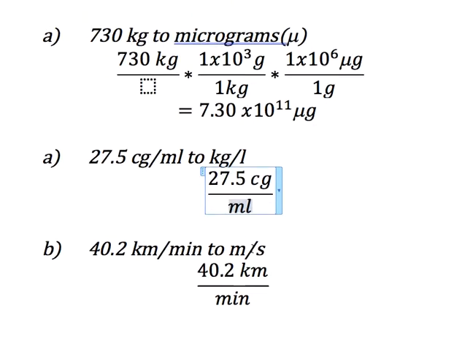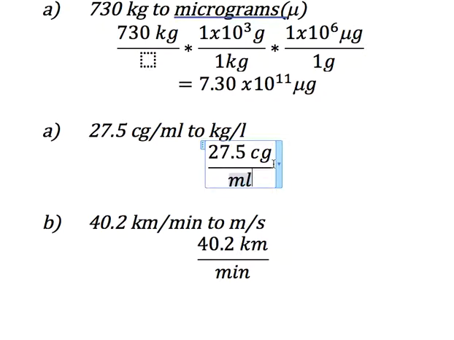All right, let's try it again. This time, I have units on top and on the bottom. In fact, this is a density. I've got centigrams per milliliter, and I want to change it to kilograms per liter. So I actually have to change 2 units now. I have to change 1 on top and 1 on the bottom.